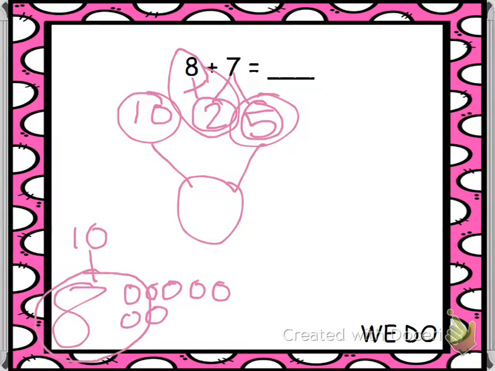So we know that is 10, 5. 10 plus 5. Well, we can count on in this short math drawing. We can say 10, 11, 12, 13, 14, 15. Or we can also know that 10, 5 equals 15. So that means that 8 plus 7 equals 15.